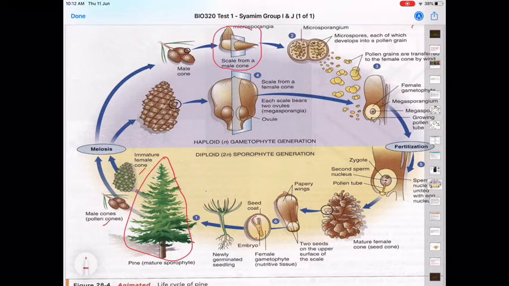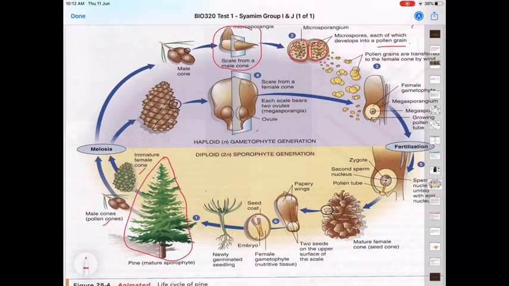Okay, if you can see, it contains many microspores. Each of the microspores will undergo meiosis to form pollen grains. So this pollen grain will be transferred to the female cone by wind. Okay, dia akan diterbangkan by wind. So that is the medium of the pollen grain transfer.